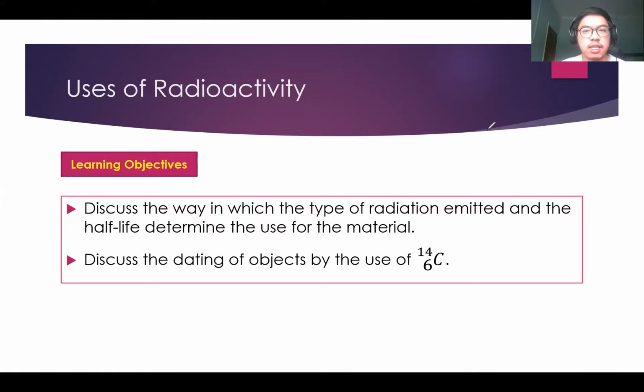These are the learning objectives for this video lesson. Learning objective number 1 is to discuss the way in which the type of radiation emitted and the half-life determine the use for the material. So depending on the type of radiation, alpha, beta, or gamma, and also its half-life, there are specific uses to these types of radiation. And we're going to look at that for this video lesson.